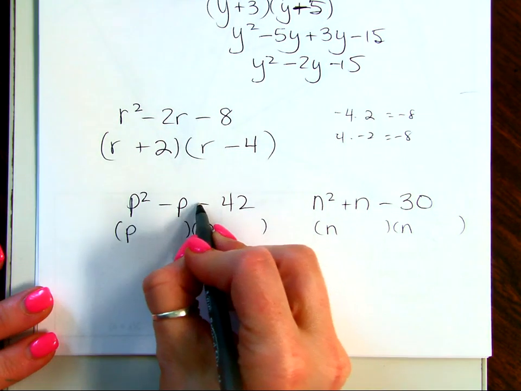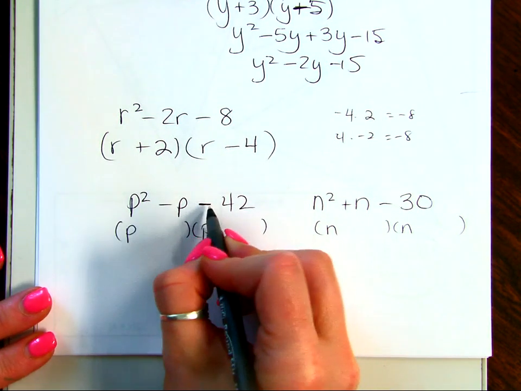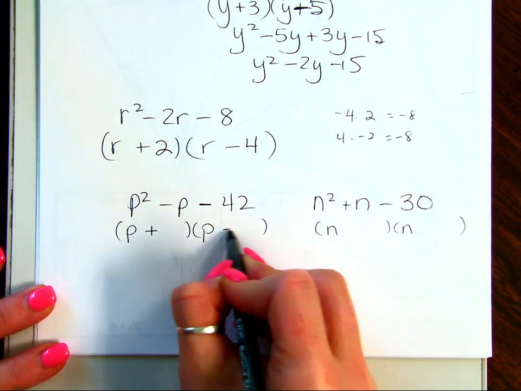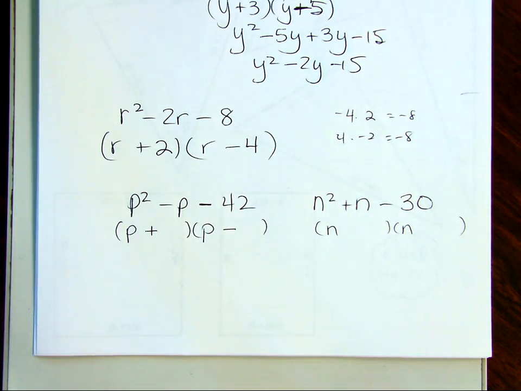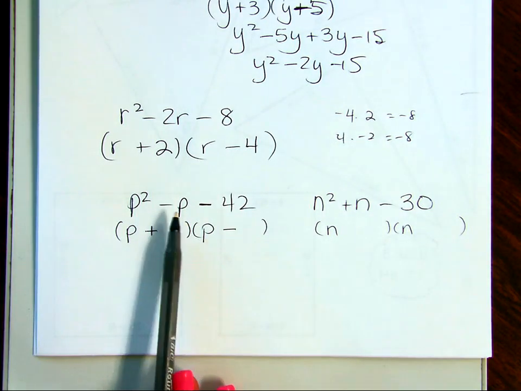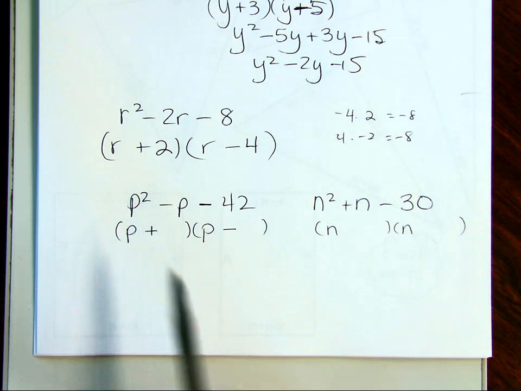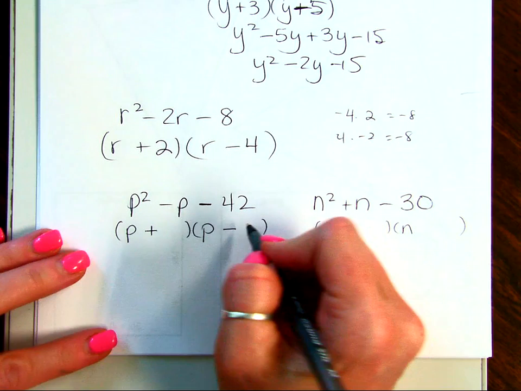So I'm looking at this, and I see that this is a negative, so I know I multiplied a positive times a negative. 6 and 7 are going to be my numbers. I need a sum of negative 1, though, so the 7 has to go here and the 6 there.